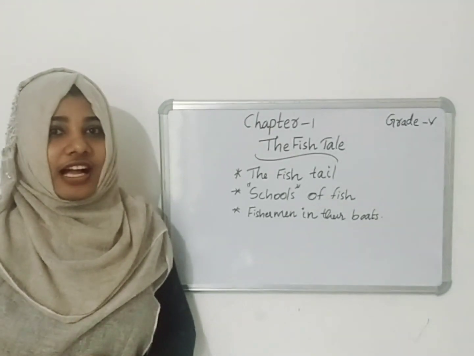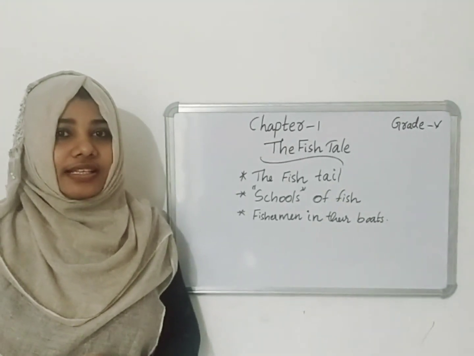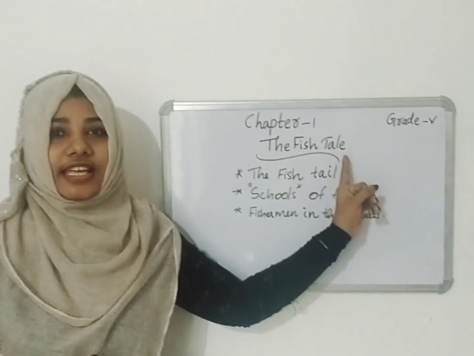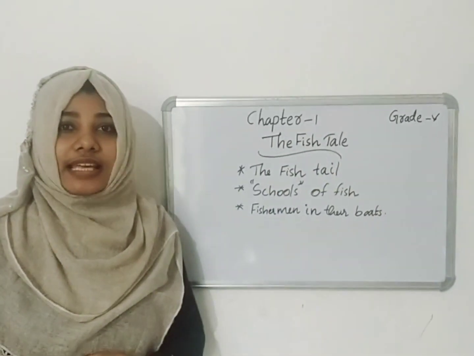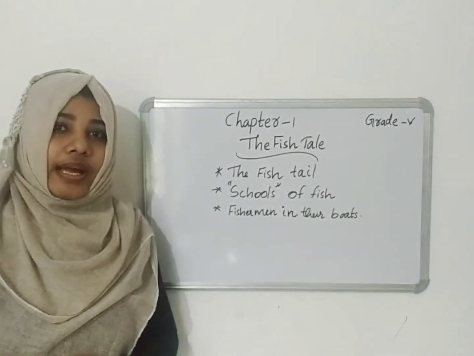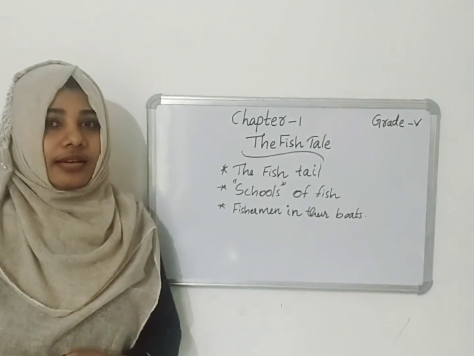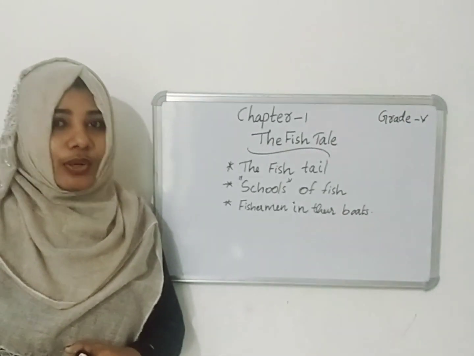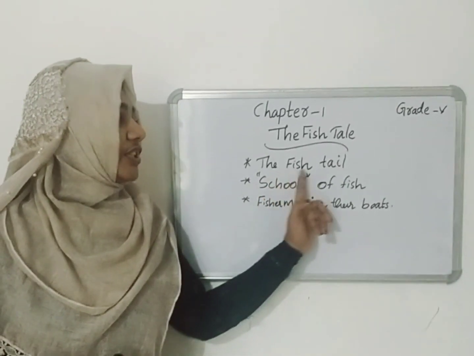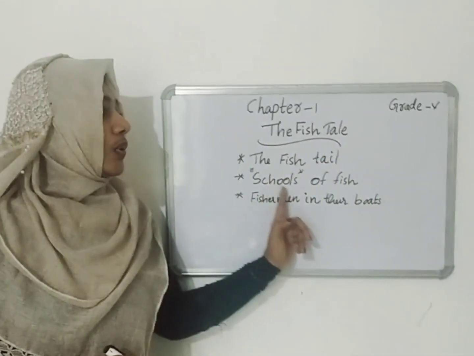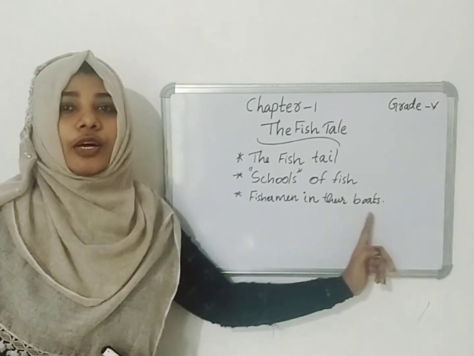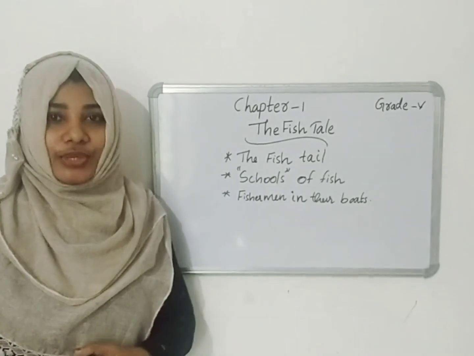Okay children, in our last class we started our first chapter, the fish tail. In that chapter we discussed what a haiku is and about the whale shark. Do you remember that? Now we are going to discuss the fish tail, schools of fish and fishermen in their boats. Children, are you ready?